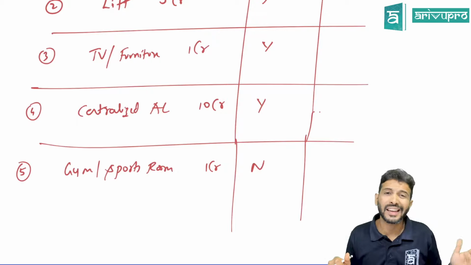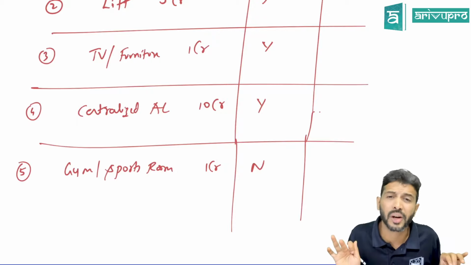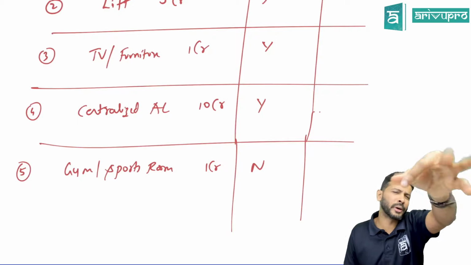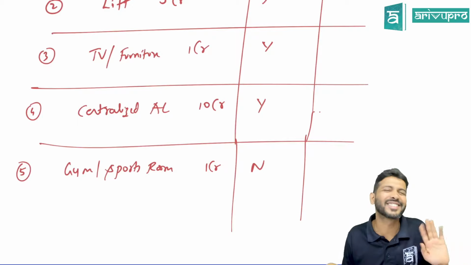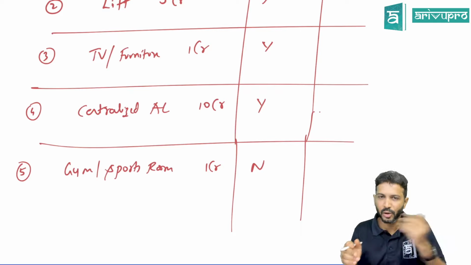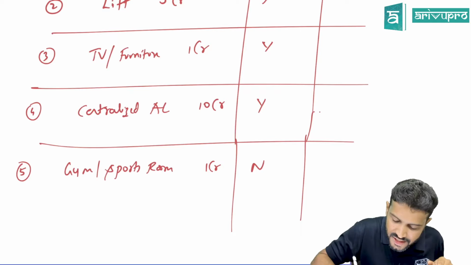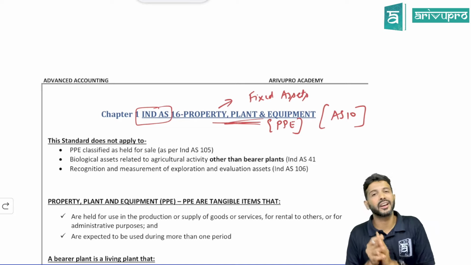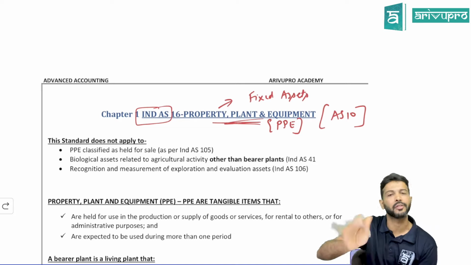So there are a lot of areas where extra guidance was required because our golden rules of accounting, real account, personal account, nominal account and all, are not sufficient in today's environment. You needed extra guidance. So that extra guidance is given in the standards. Hence, there was a necessity for IND AS 16.